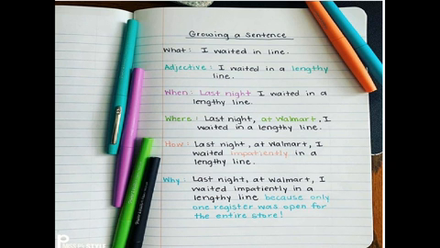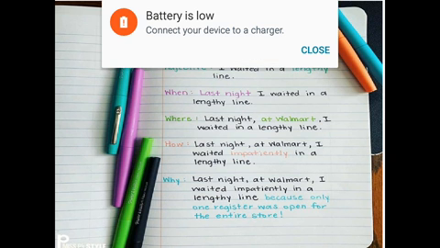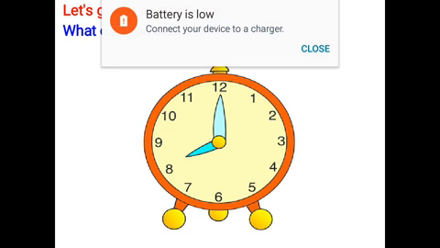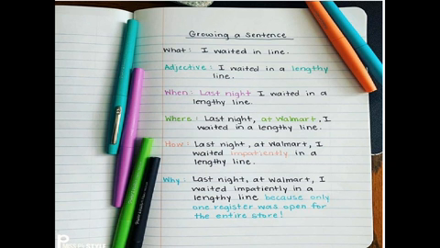Can you see what I'm saying? The sentence is growing. You're making it more creative by answering WH questions. The next question to answer, where? Last night at Walmart, I waited in a lengthy line.